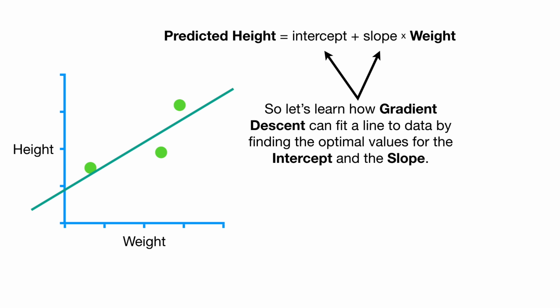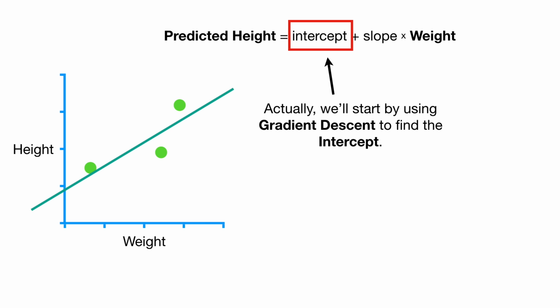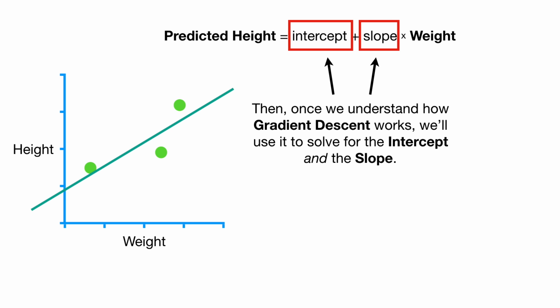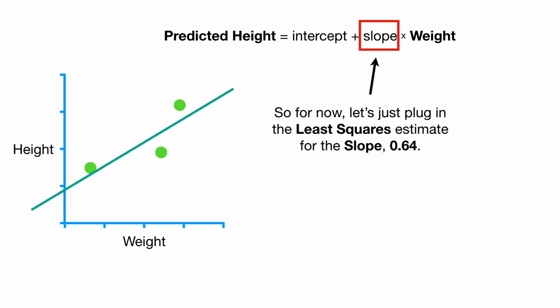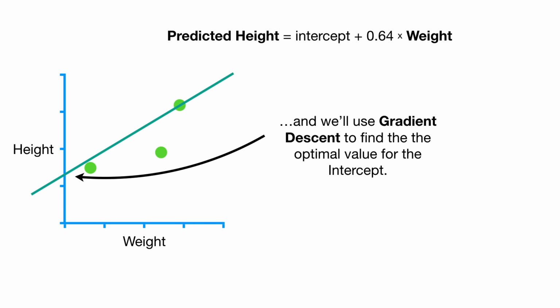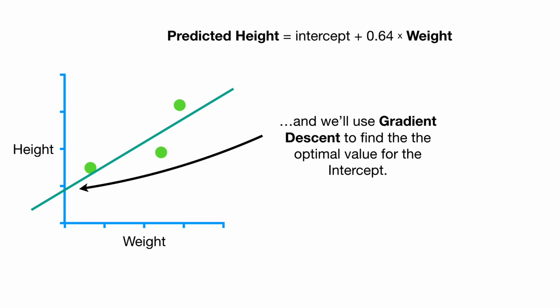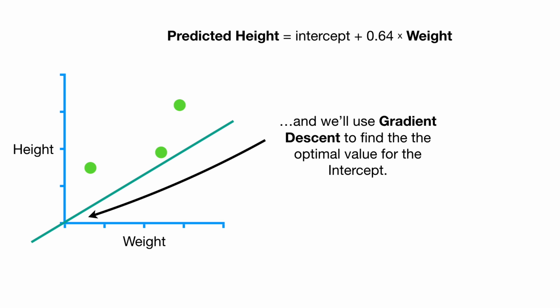So let's learn how gradient descent can fit a line to data by finding the optimal values for the intercept and the slope. Actually, we'll start by using gradient descent to find the intercept. Then, once we understand how gradient descent works, we'll use it to solve for the intercept and the slope. So for now, let's just plug in the least squares estimate for the slope, 0.64. And we'll use gradient descent to find the optimal value for the intercept.